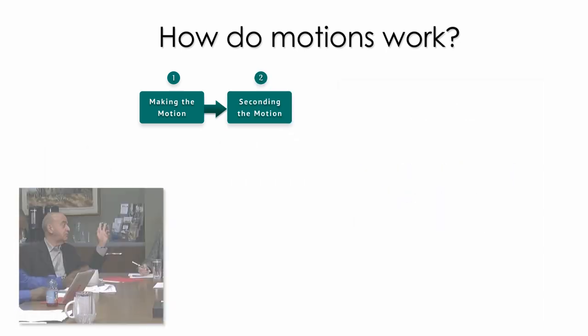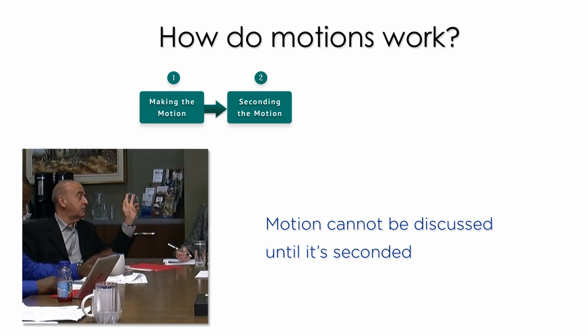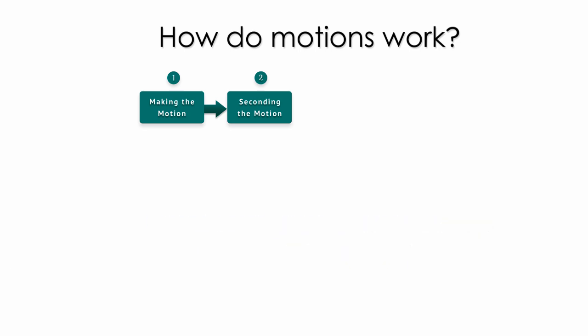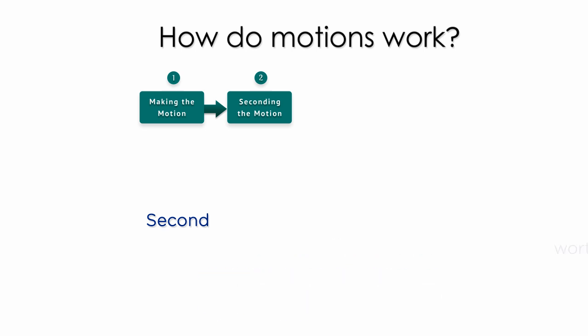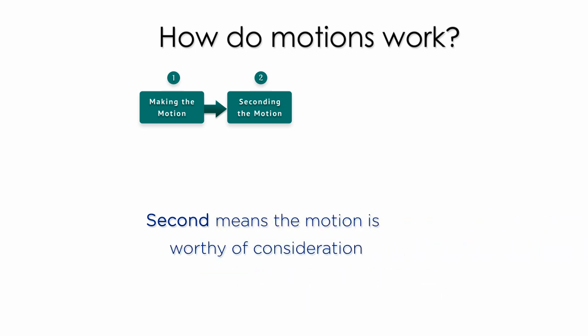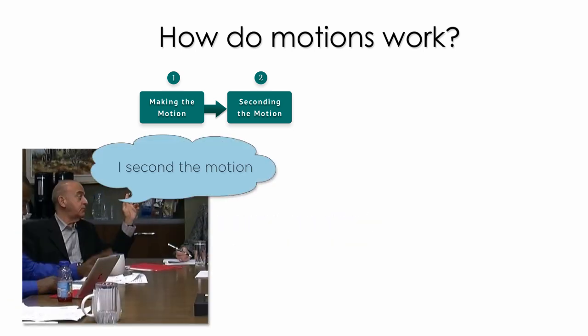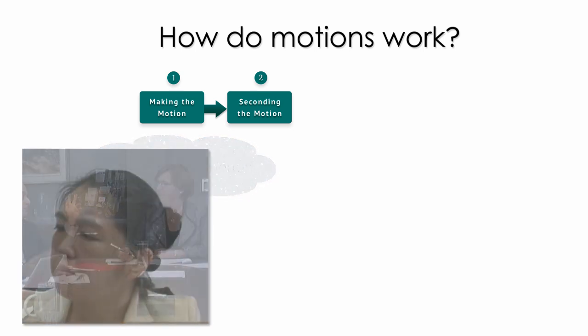Once a motion is made, it cannot be discussed by the board until it is seconded. A second does not mean the seconder agrees with the motion, but that he or she believes the motion is worthy of consideration. A director can make a second simply by saying, "I second the motion," after a motion is made, without having to obtain the floor.